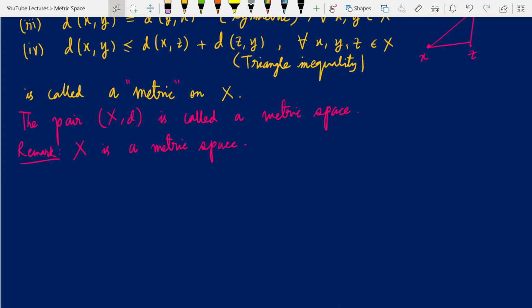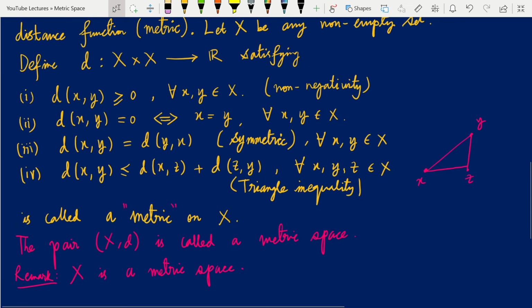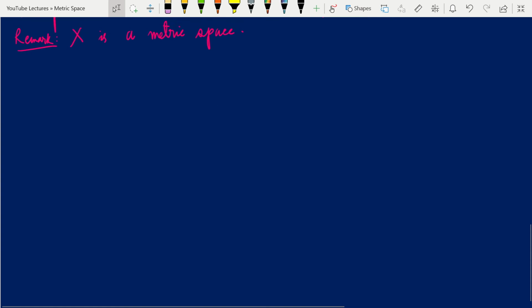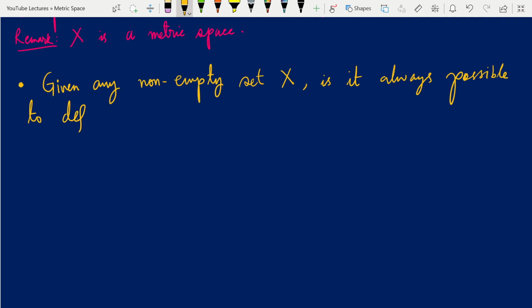So I hope the definition is clear, and I want to introduce the concept of metric space. Examples I'll talk about later, but one last thing that I should mention is this. There might be a very natural question: given any non-empty set X, is it always possible to define a metric on X? That is the first natural question that should come to your mind.